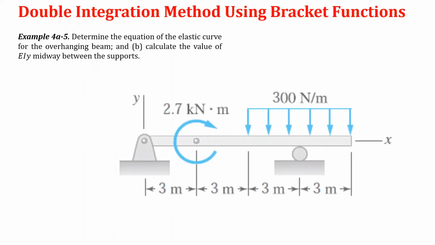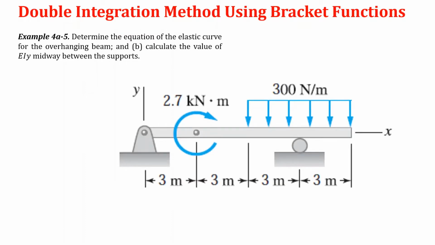Okay, next. Kanina pod na type of example. So, naanay couple ha. Determine the equation of the elastic curve for the overhanging beam. So, mo ni ang iyahang elastic curve. Okay, elastic curve, deflection curve. Calculate the value of EIY midway between the supports. So, unsa daw ang EIY midway between the supports?